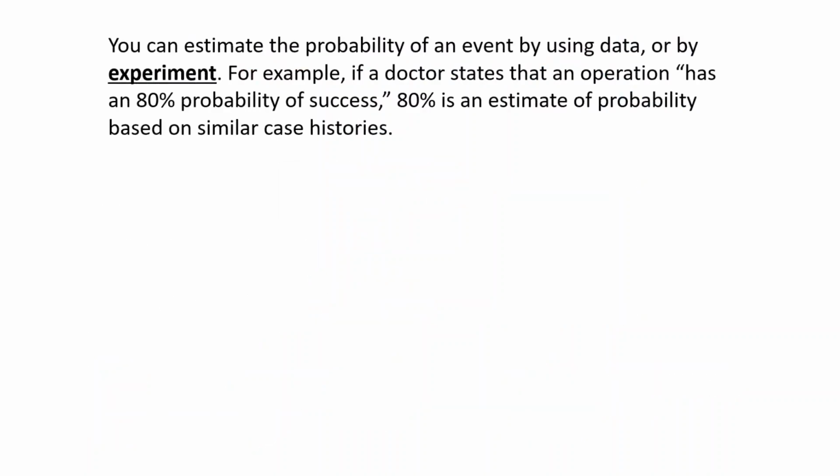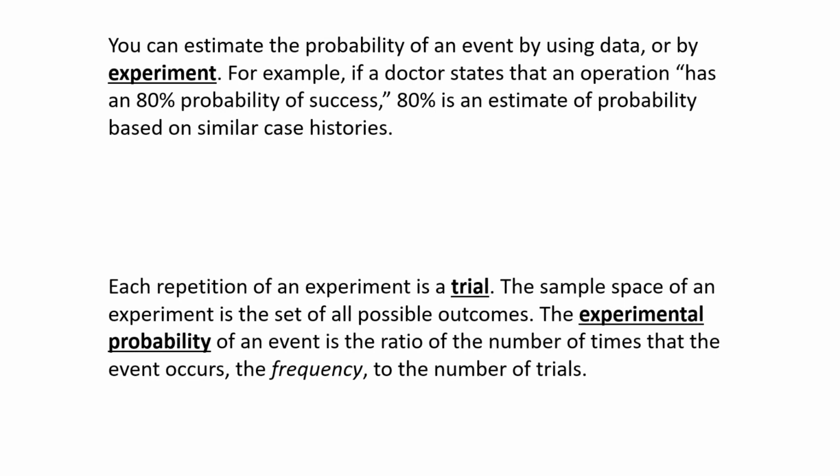You can estimate the probability of an event by using data or by experiment. For example, if a doctor states that an operation has an 80% probability of success, 80% is an estimate of probability based on similar case histories. Each repetition of an experiment is a trial. The sample space of an experiment is the set of all possible outcomes. The experimental probability of an event is the ratio of the number of times that the event occurs, the frequency, to the number of trials.